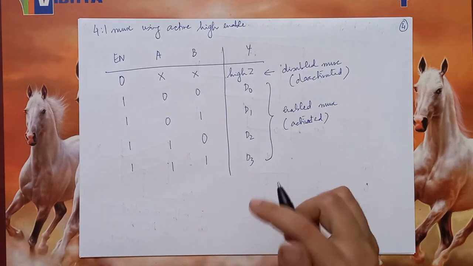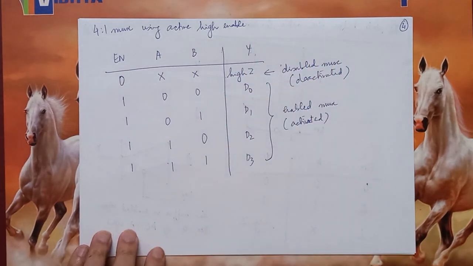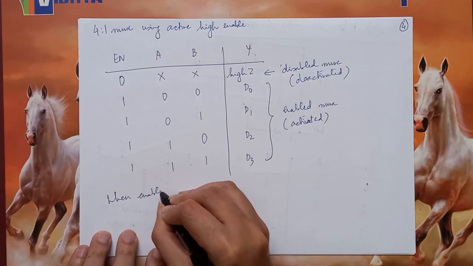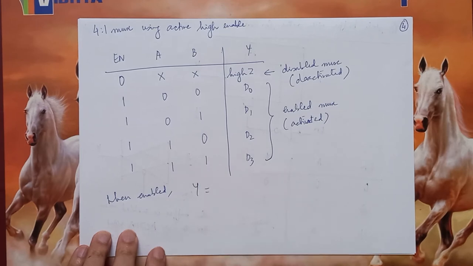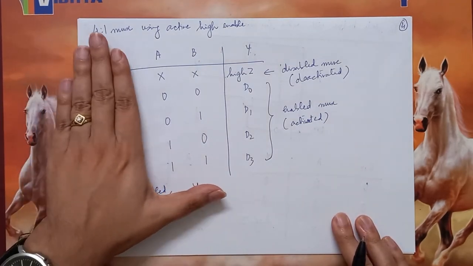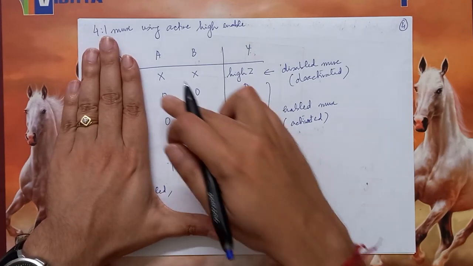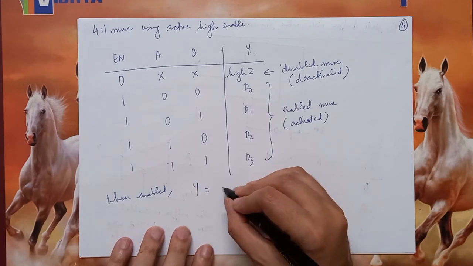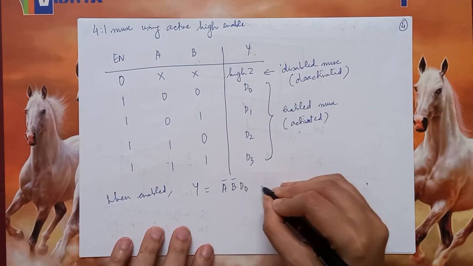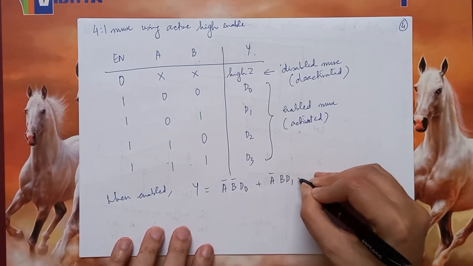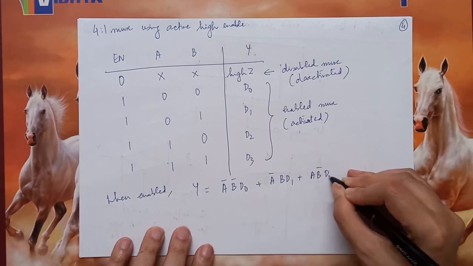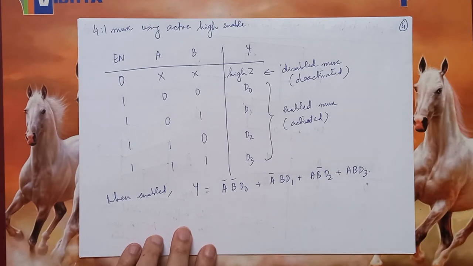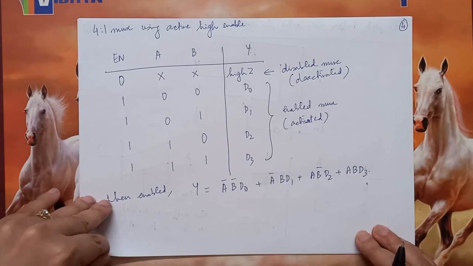We had established the equation for Y for the 4:1 mux. So when enabled, Y is still equal to that same equation, assuming that this enable is not playing any role. So if we write in terms of the minterms, just like how we did for the previous lecture, Y will now be A bar B bar D0 plus A bar B D1 plus A B bar D2 plus A B D3. This is when enabled.